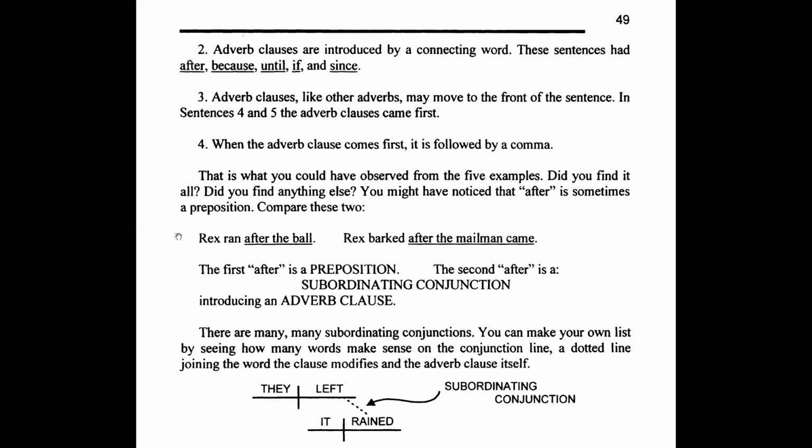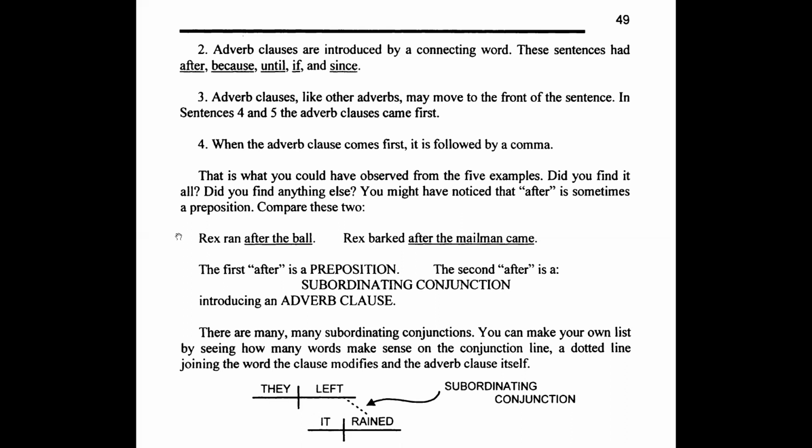Now, there's something a little tricky with subordinating conjunctions, because sometimes a subordinating conjunction can be a preposition. And this is the case with many words. And when we are trying to figure out what part of speech they are, they can often change depending on how they act in the sentence.